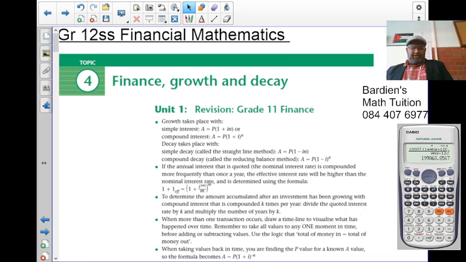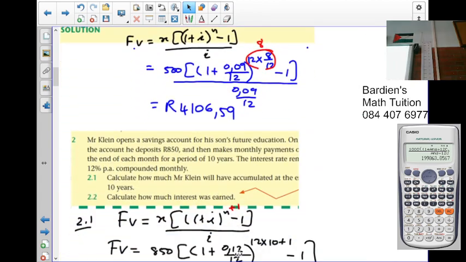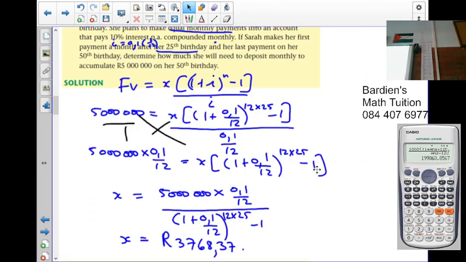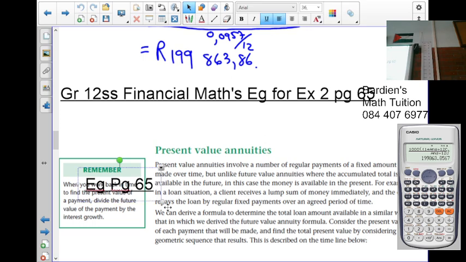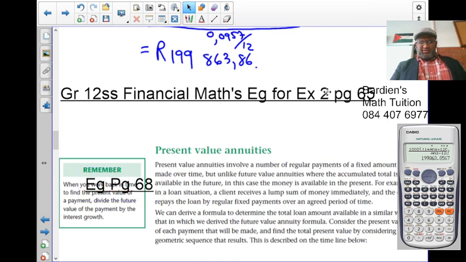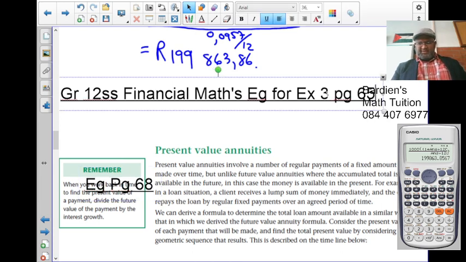So today we're looking at financial maths. Looking at the examples for exercise 3. The example for exercise 3 is on page 68, and the exercise 3 is on page 70. Okay.